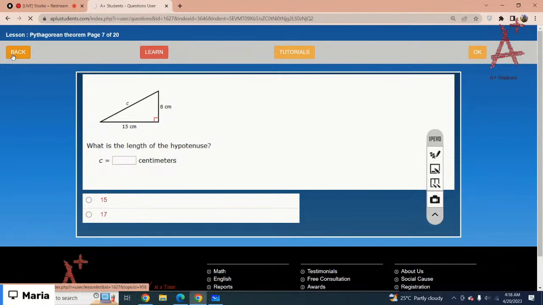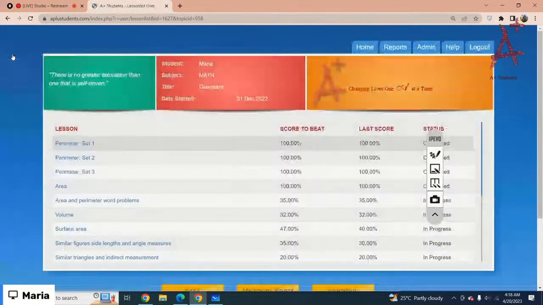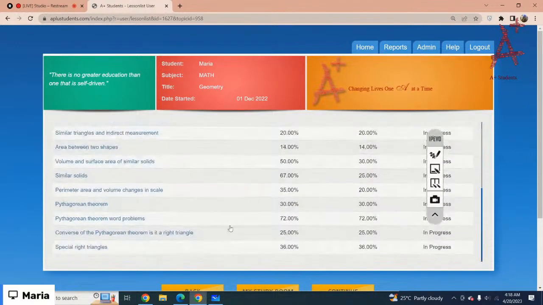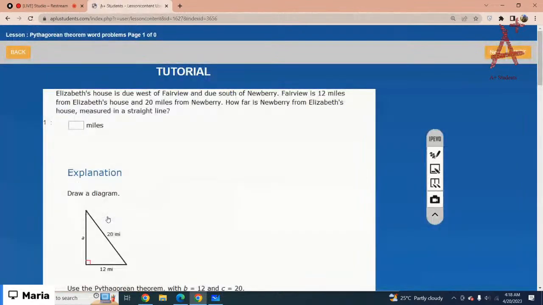And the next lesson is Pythagorean theorem word problems. So let's just start with the word problems. So the first question is Elizabeth's house is due west to Fairview and due south to Newberry. Fairview is 12 miles from Elizabeth's house and 20 miles from Newberry. From Newberry, how far is Elizabeth's house measured in a straight line?